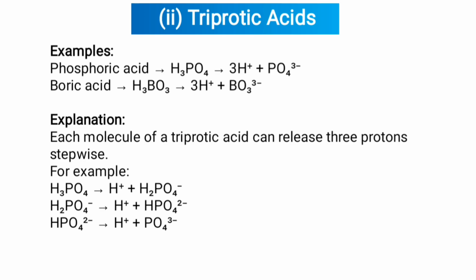Explanation: each molecule of a triprotic acid can release 3 protons stepwise. For example, H3PO4 gives H plus ion plus H2PO4 negative ion. H2PO4 negative further gives H plus ion plus HPO4 2 negative ion. HPO4 2 negative ion further gives H plus ion plus PO4 3 negative.